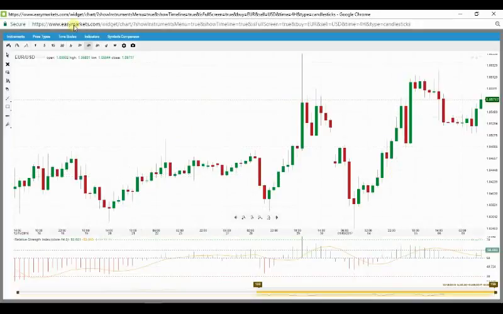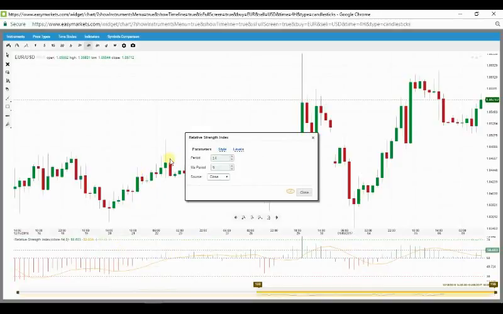Okay, so as you can see, we're using the Easy Markets platform, easymarkets.com, and we want to see exactly how we can modify the relative strength index chart, because this is how it looks when you open the chart. So we want to modify this to suit a certain style so that the lines are clearer and everything is clearer.